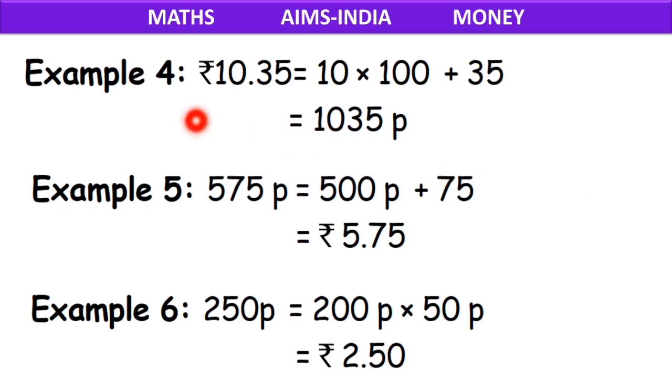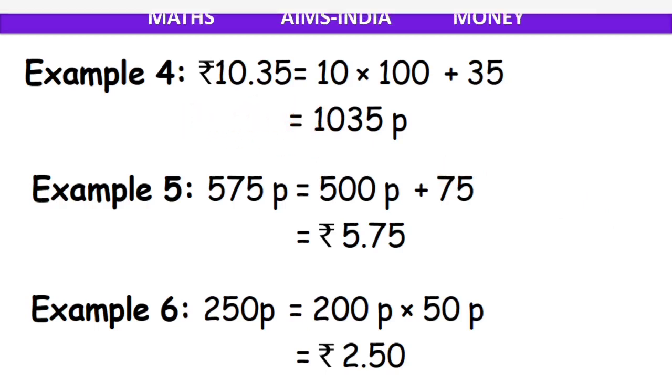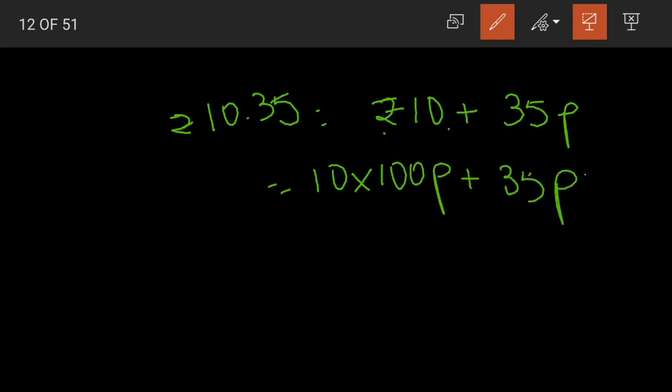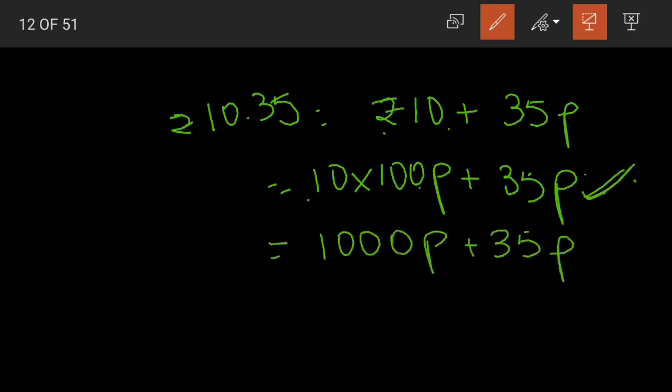Next example 4. 10 rupees 35 paise. Again see, 10 rupees and 35 paise. Again it can be broken down into 10 rupees plus 35 paise. Now 10 rupees will be nothing but 10 into 100 paise plus our 35 paise. Now it's already in paise, so we'll leave it as it is. 10 into 100, 1000 paise plus our 35 paise.